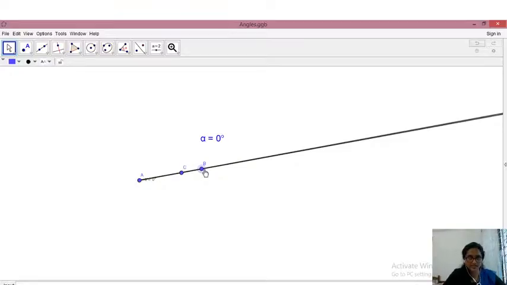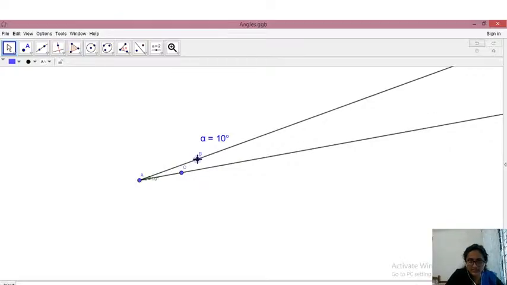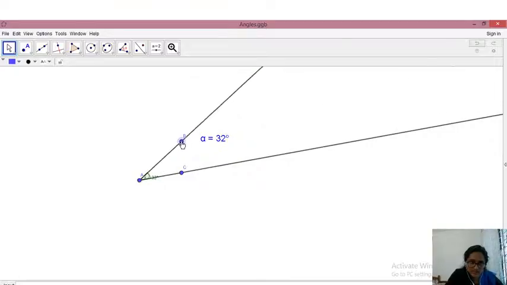So now I am moving one ray. You can see an angle 10 degrees formed in between the two rays. Now when I am moving, see, the angle is formed like this. Now what kind of angle is this? Angle is 55 degrees. So it is less than 90 degree, it is called an acute angle.